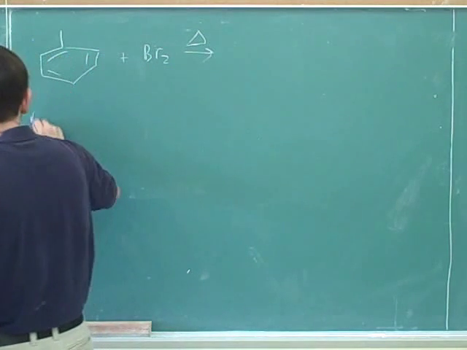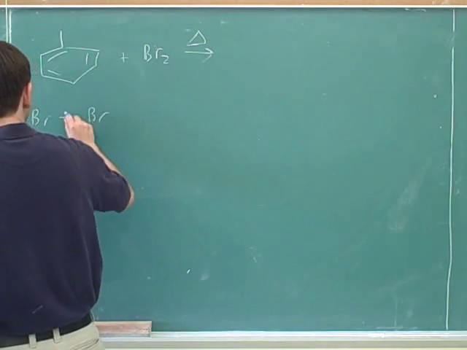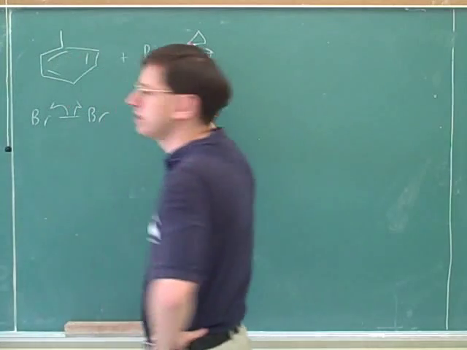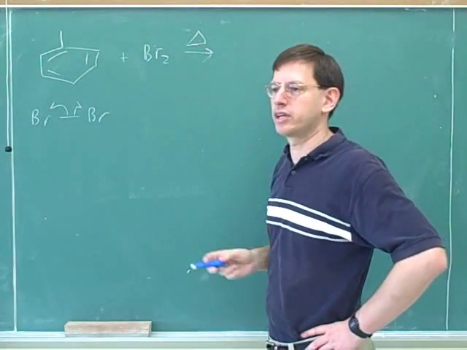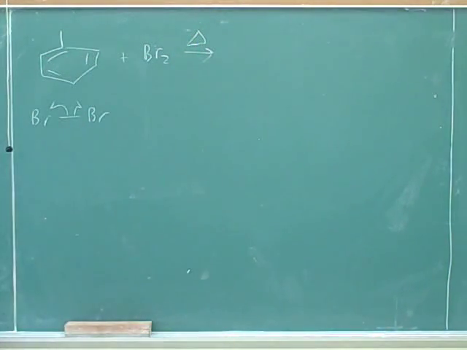First, the Br-Br would break and form two radicals. Don't you need light and heat? Here we're using heat. You're right, light would also work. So in the textbook they mentioned heat or light allows attack by chlorine or bromine.